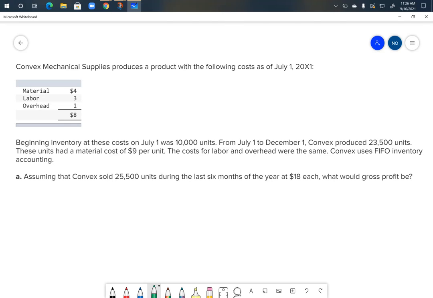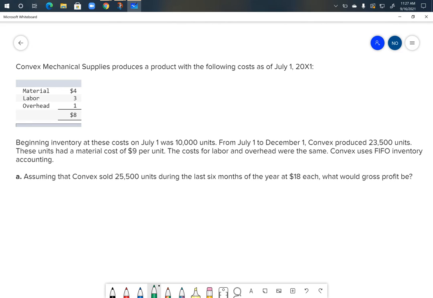Hello. Let's look at this example on how to find the gross profit and determine the ending inventory when we've been given beginning inventory and its related cost, and we also have additional units that were produced during the year. For this case, the company uses FIFO inventory accounting.